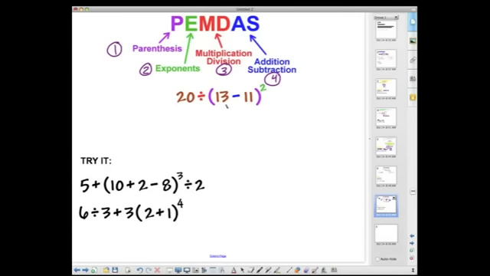So in this case, 13 minus 11 is just 2. There's only one operation for us here. But it's 2 raised to the second power. And we copy the rest of our equation, which is 20. The next piece is our exponent. 2 to the second power is 2 times 2, which gives us 4. We copy the rest of our equation. 20 divided by 4 is equal to 5.